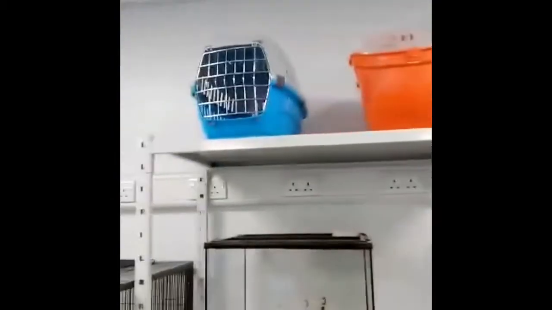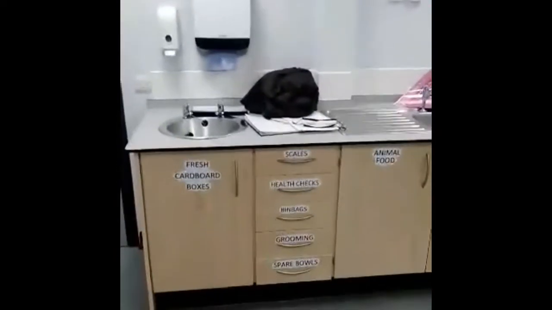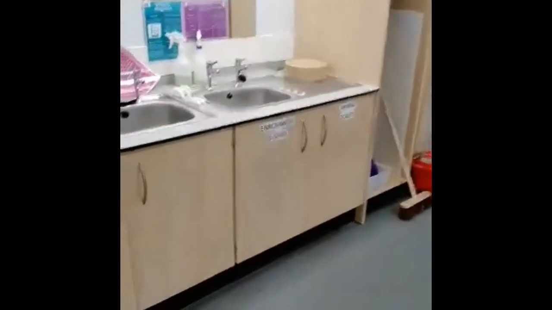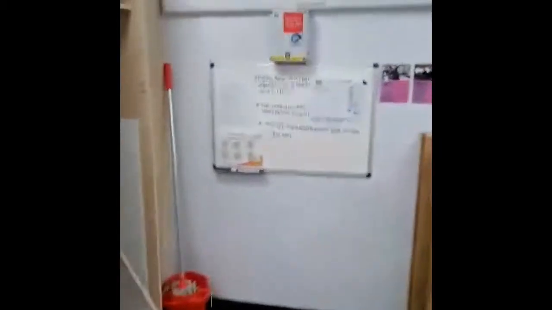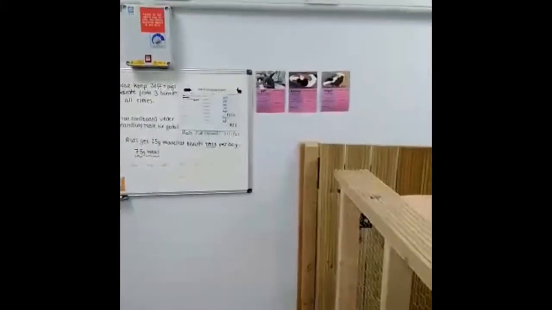We have all our equipment up at the top there. And then we have everything we need to complete our tasks, such as equipment, cleaning, food, scales, health check forms, anything like that is also found here at the back as well. All right, health information and identification charts up there as well.